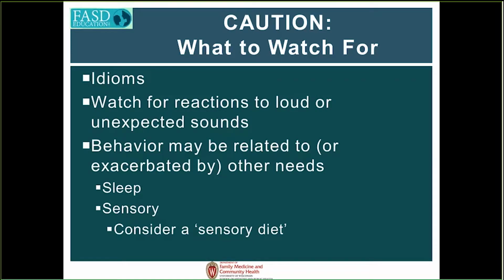Again, behavior can be related to or exacerbated by other needs, so we want to start thinking about sleep and sensory issues and consider a sensory diet. Make sure there's enough exercise and enough opportunities to get outdoors, and have these activities never be taken away as a consequence.